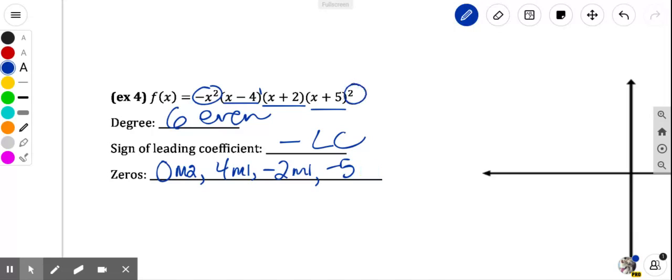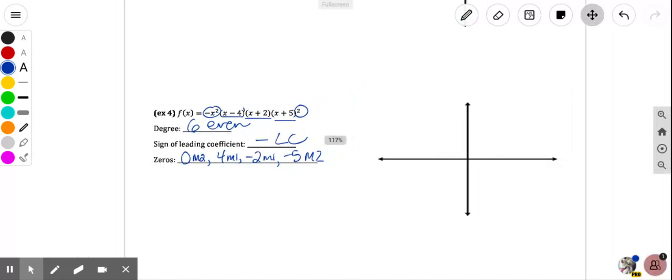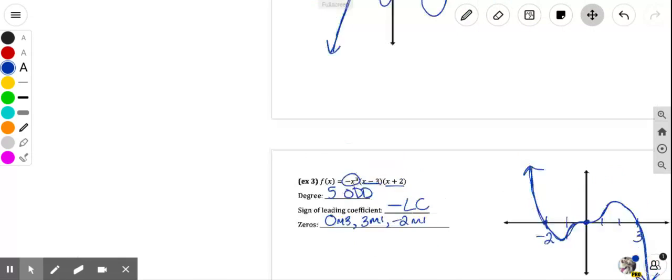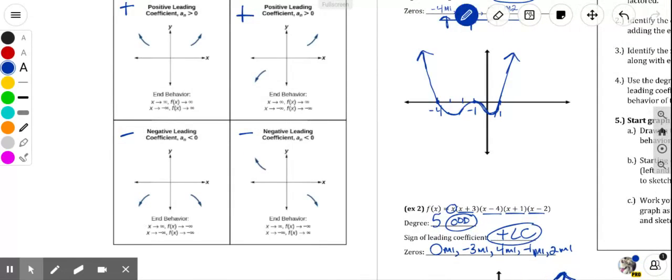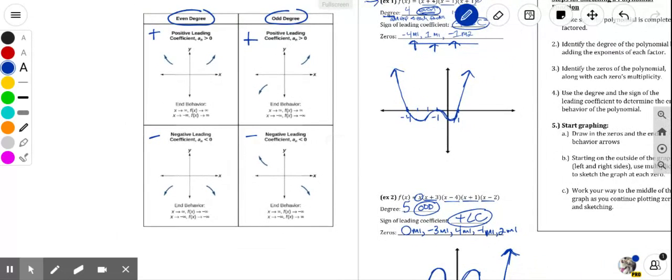See right here? 2. I'm so used to them all being 1. Okay, so even negative, if you look at the end behavior chart, they both point down. I'll show you, just so you don't doubt me. This is the even column. Even negative is here. They both point down. So anytime it's even, they either both point up or both point down.